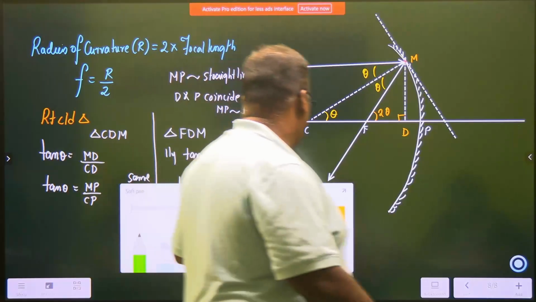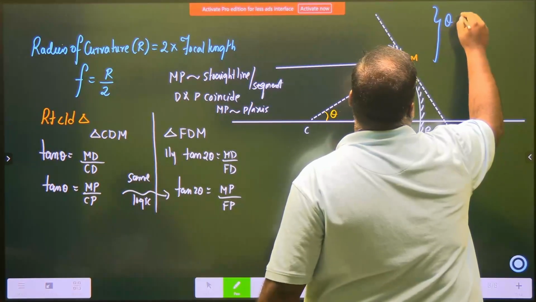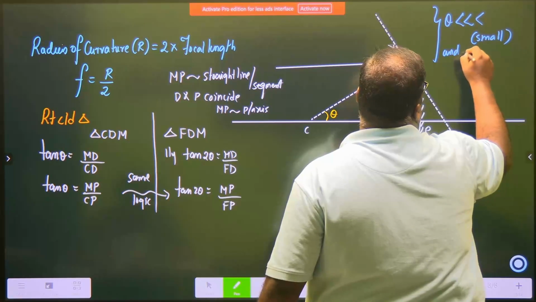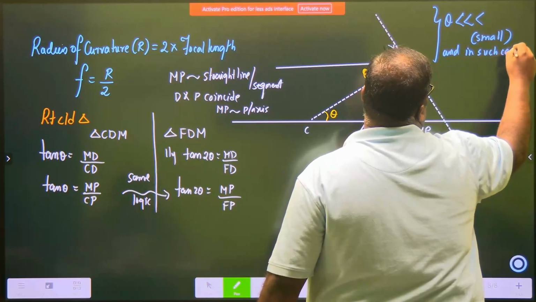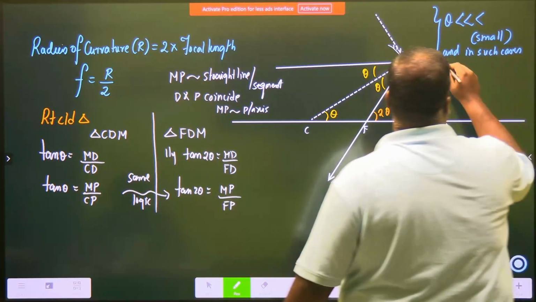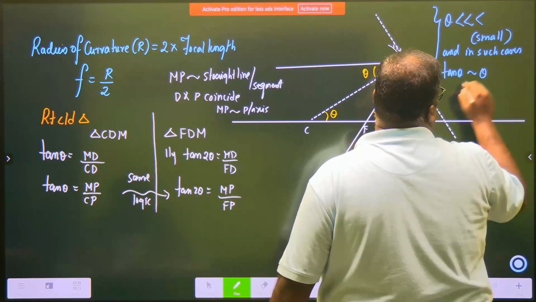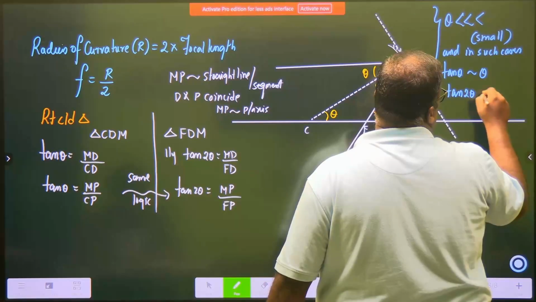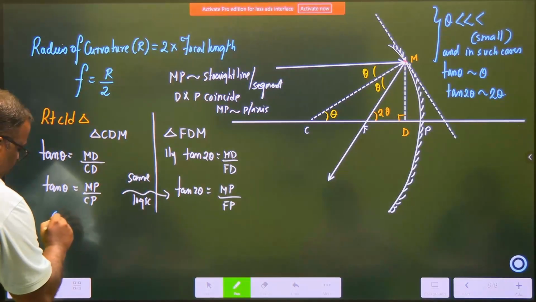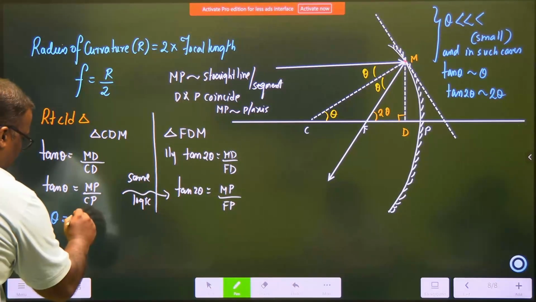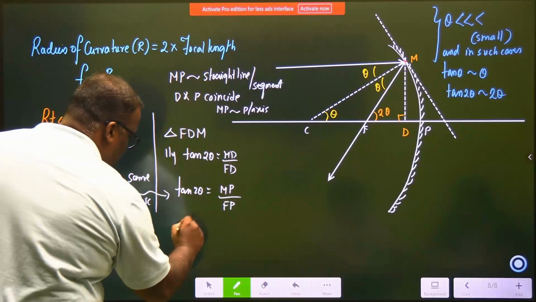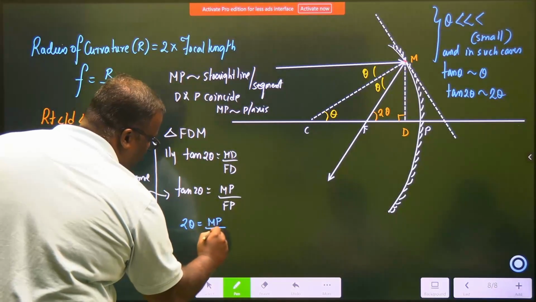Now the second understanding that we have to develop here is that theta is very, very small. And in such cases, in trigonometry also you'll study, sine theta is almost equal to theta, tan theta is almost equal to theta. So we will write tan theta is almost equal to theta, and tan of 2 theta is also almost equal to 2 theta. Right, children? So I write here theta is equal to MP, and CP is nothing but the radius of curvature. And here I write 2 theta is equal to MP upon FP, which is the focal length.